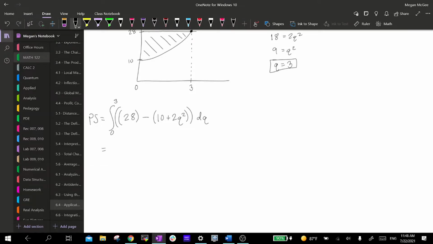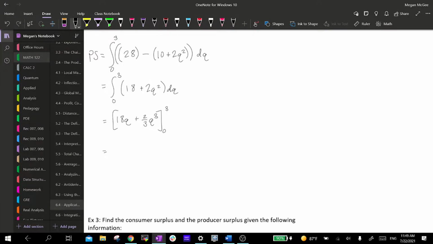Well, let's go ahead and simplify the inside first. So we have the integral from 0 up to 3 of 28 minus 10, well, that's 18 plus 2q squared with respect to q. And so by going through and taking the integral of each piece, we have 18q plus 2/3 q cubed. And then all of this needs to be evaluated from 0 to 3.